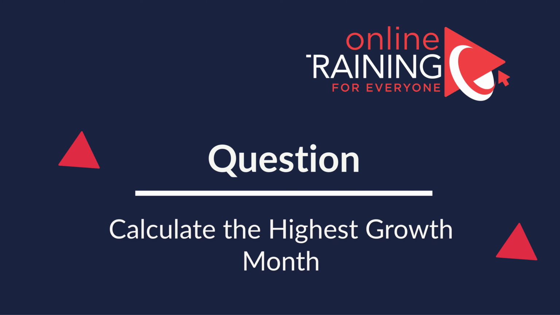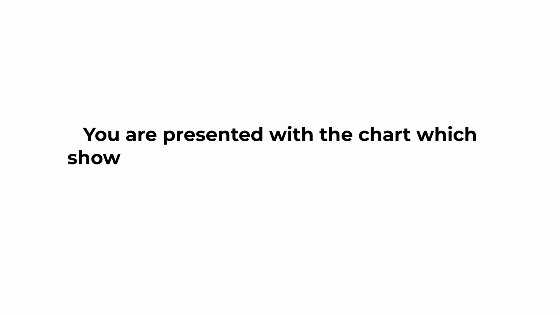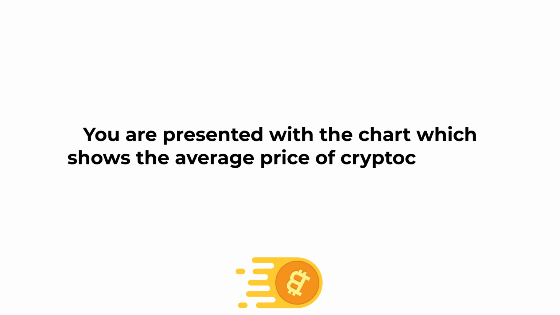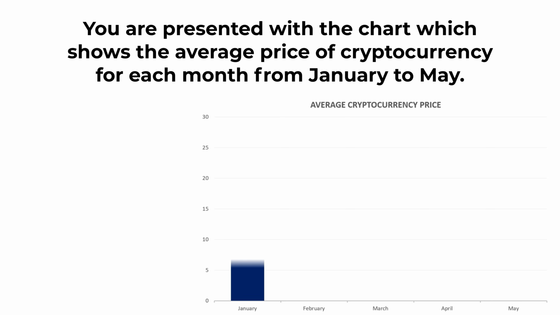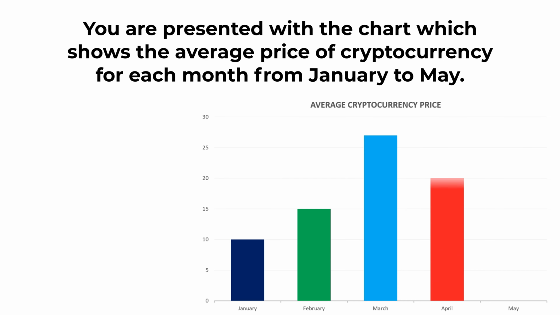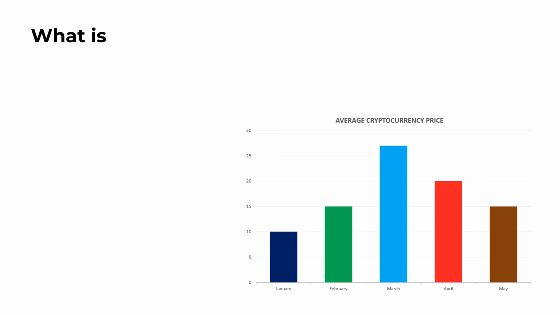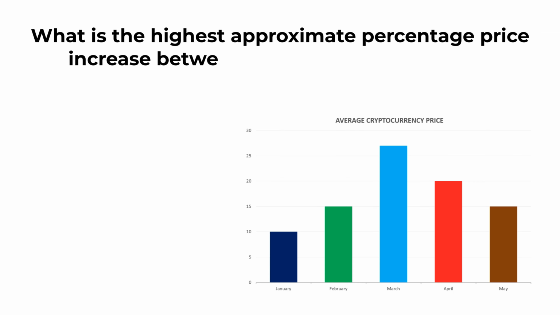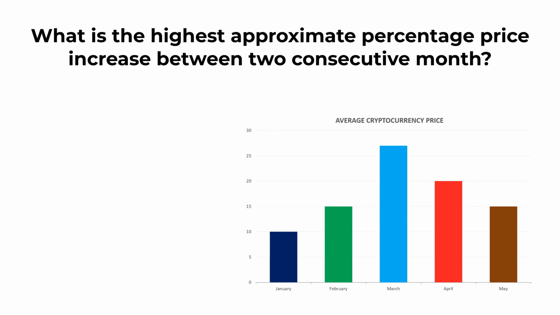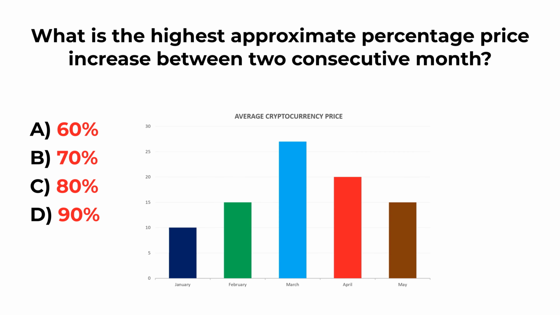Here's a cool question which tests your knowledge of percentages. You're presented with the chart which shows average cryptocurrency price. And the question tells you that the chart shows the average price of cryptocurrency for each month from January to May. And the question is, what is the highest approximate percentage price increase between 2 consecutive months? You're presented with 4 different choices. Choice A, 60%, choice B, 70%, choice C, 80%, and then choice D, 90%.